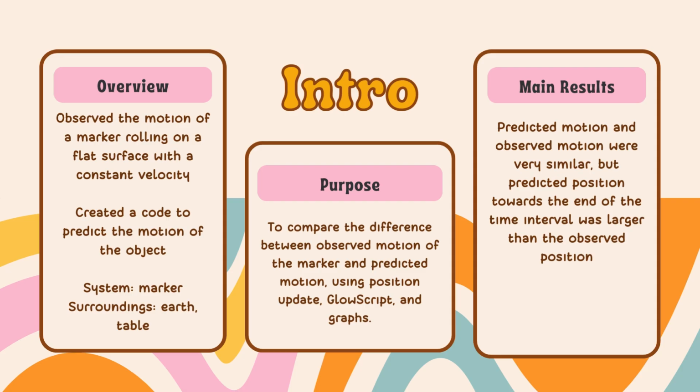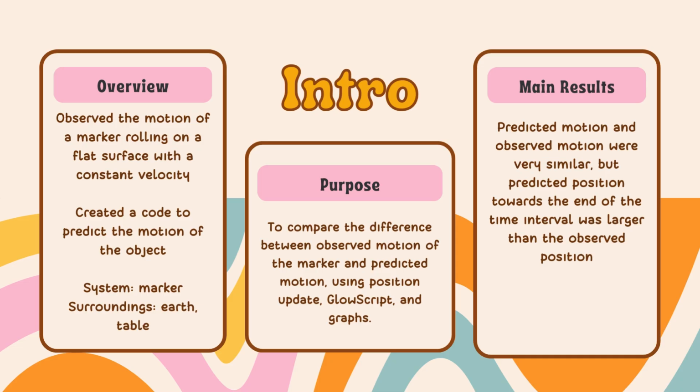So for the intro, a little overview is that we observed the motion of a marker rolling on a flat surface with a constant velocity, and then we created a code to mimic the motion of the marker and then predict the motion based on formulas. The purpose of the lab was to compare the difference between observed motion and predicted motion.